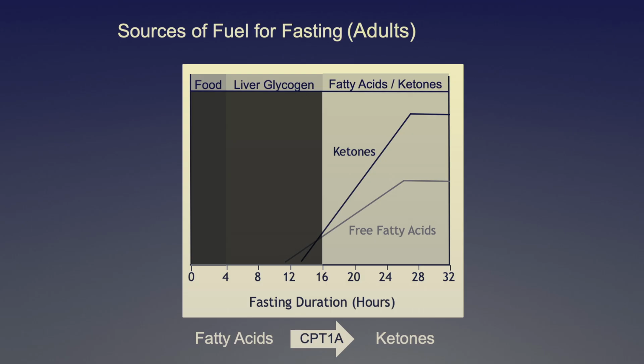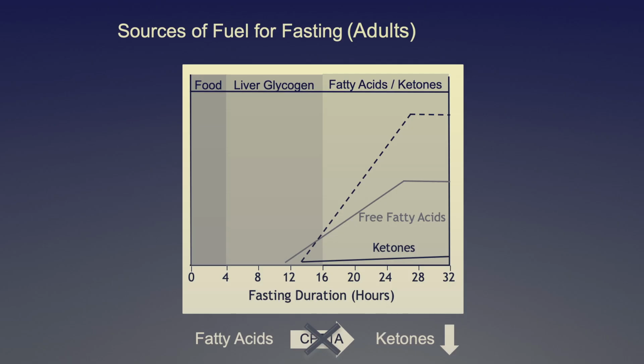The first thing that happens is that the level of free fatty acids in our bloodstream goes up, and this is a result of breakdown of triglycerides by lipase in our tissues. Those free fatty acids are taken up by the liver and burned into ketones, which are then released into the blood circulation and serve as an alternate fuel and therefore decrease the need for glucose by the body. And as shown at the bottom, those fatty acids are converted to ketones in a reaction that requires CPT1A.